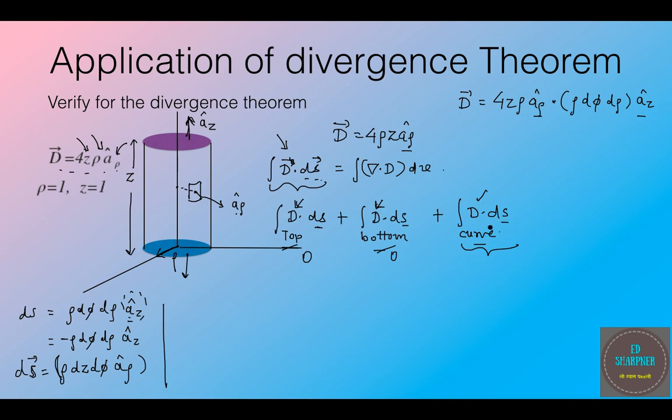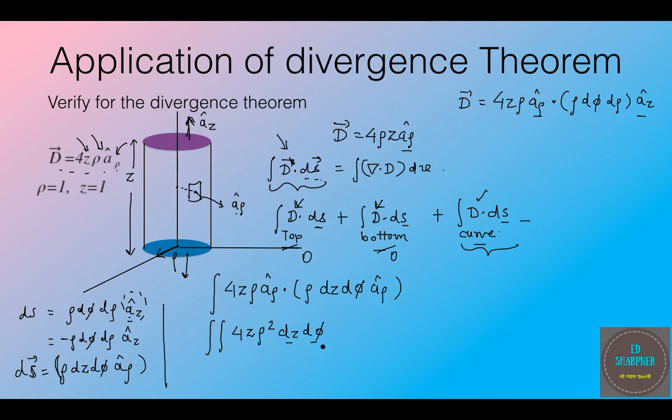So computing the last integral, we have 4z rho a rho cap dot rho dz d phi a rho cap. Now a rho cap dot a rho cap is 1, remaining thing multiplies. So we have 4z rho square dz d phi. This is a double integral, as this is a surface area. So dz d phi gives you the double integration.